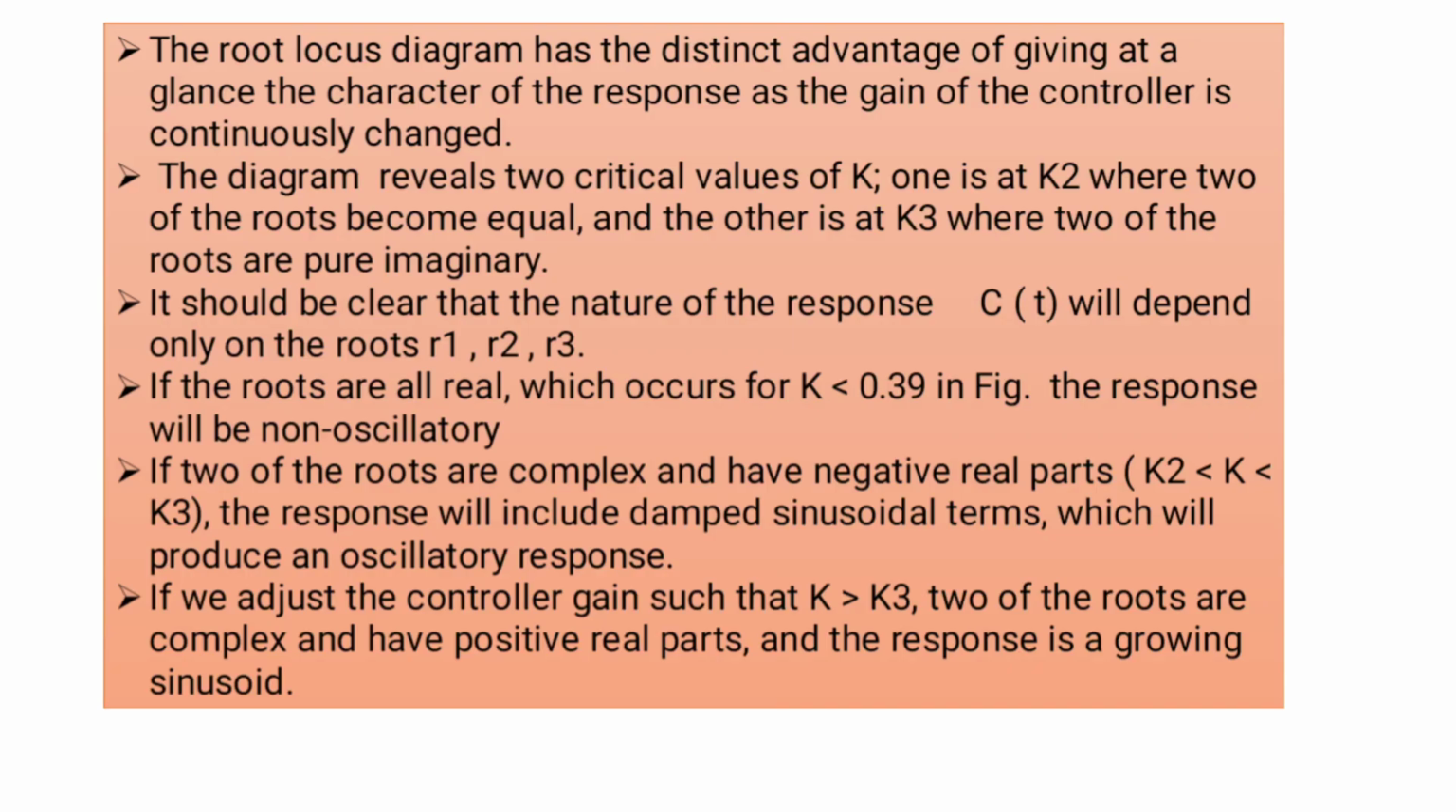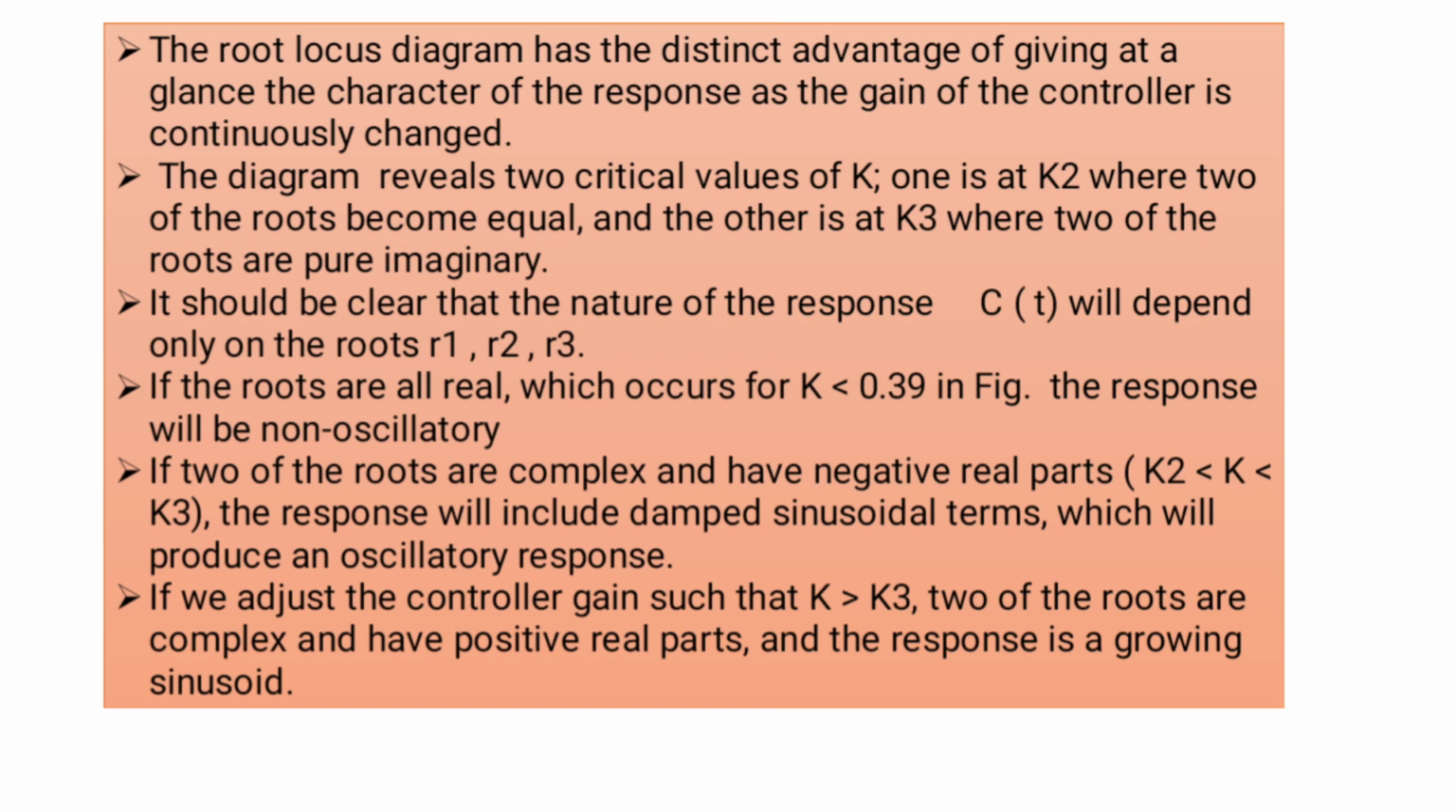So now let us summarize. The root locus diagram has the distinct advantage of giving at a glance the character of the response as the gain of the controller is continuously changed. The diagram reveals two critical values of K. One is at K2 where two of the roots become equal, and the other is at K3 where two of the roots are pure imaginary.